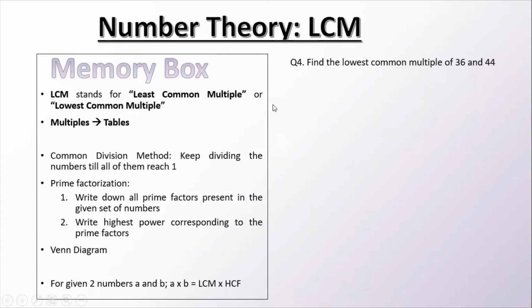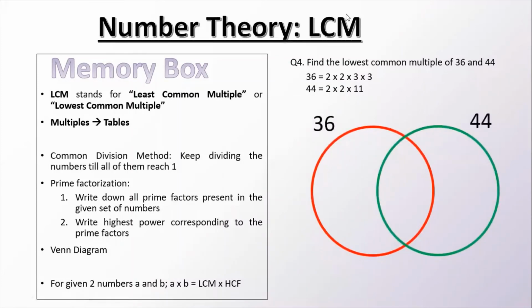Okay, in this question, I need to find the lowest common multiple or LCM of the given two numbers 36 and 44. For calculating the LCM, I'll be using the Venn diagram method over here. Let us try and understand what the Venn diagram method is. In order to use my Venn diagram method, I first write down my 36 and 44 in terms of their prime factors again.